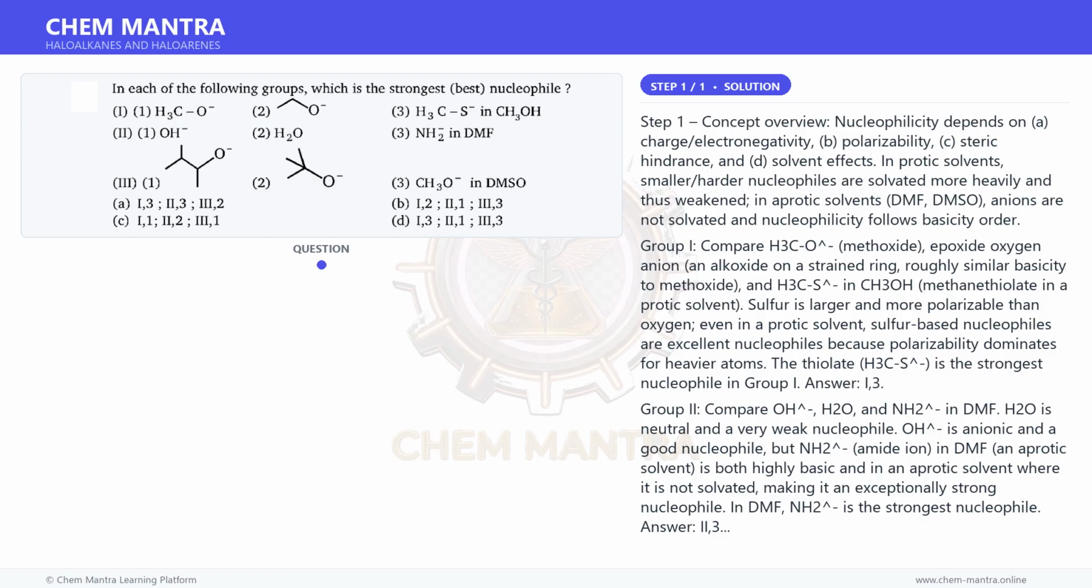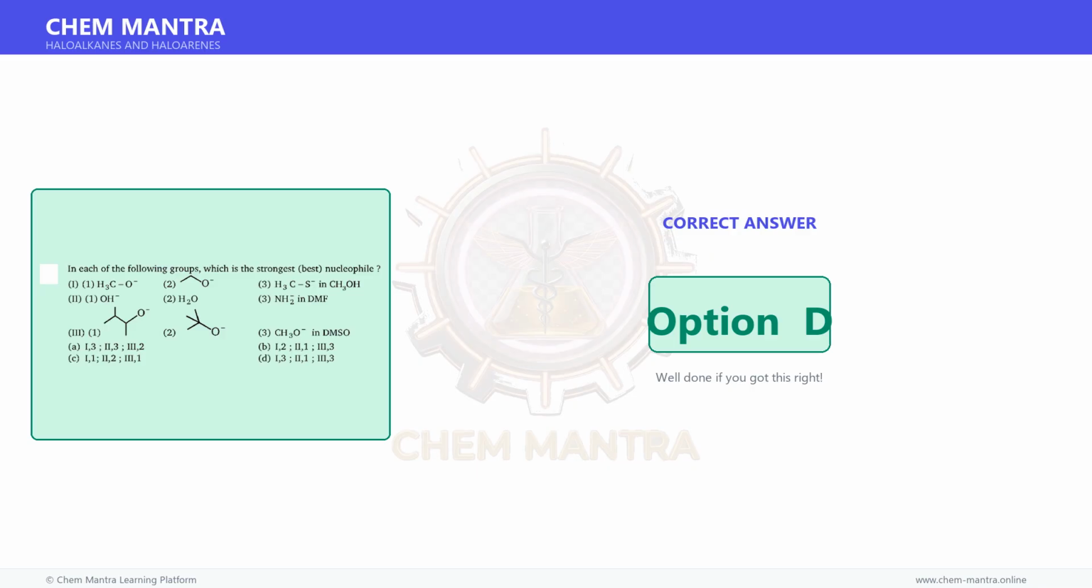Answer: 3, 3. Summary: 1, 3, H3CS- in CH3OH due to the high polarizability of S; 2, 1, OH-, the strongest nucleophilic anion in that group per the answer key; 3, 3, CH3O- in DMSO due to the aprotic solvent removing solvation. This matches answer choice D: 1, 3, 2, 1, 3, 3. Therefore, the correct answer is D. Therefore, the correct answer is option D.